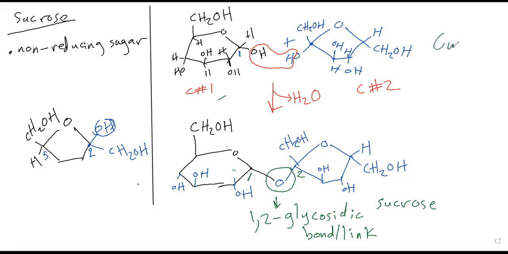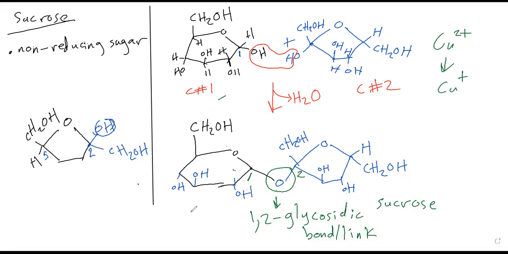Right, so these two are reducing sugars. When you add copper 2 ions to them in the form of Benedict's solution, copper 2 plus gets reduced to copper 1 because the reducing groups, which are the aldehyde group and the ketone group, are available to do this reaction.